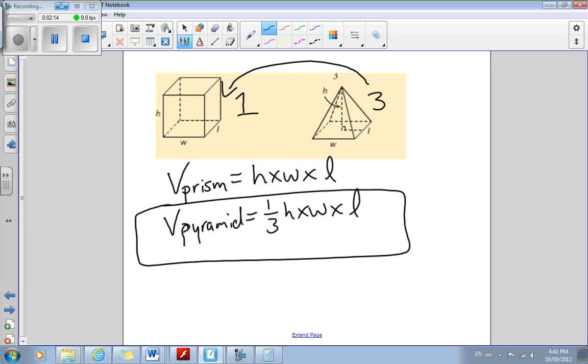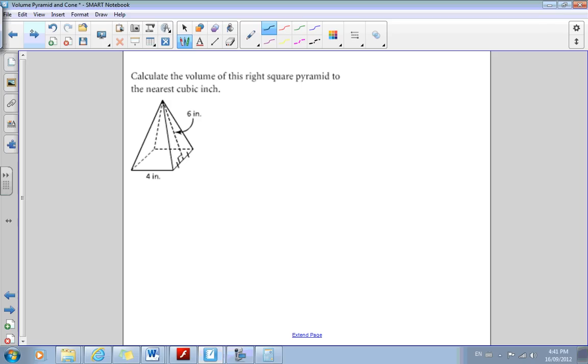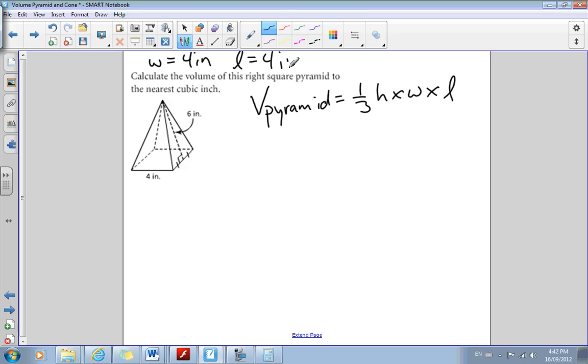So let's do an example question here. This one right here is a little bit more tricky. And so we know the volume of a pyramid is 1/3 height times width times length. Now our width we see is 4 inches. We're told that it is a square base, so we know that the width and length will be the same, so the length will be 4 inches.